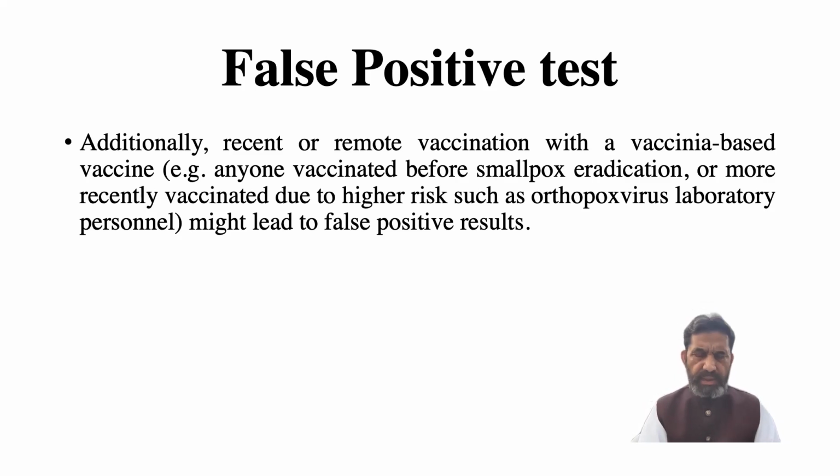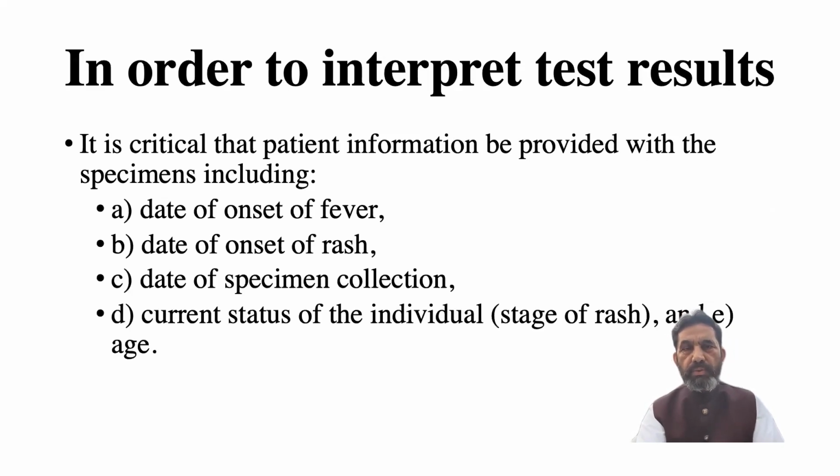There are so many other things. You should take the history of the patient: if the patient has already taken the smallpox vaccine, or has taken VIG immunoglobulin for this orthopoxvirus, laboratory personnel may get negative reports or false positive reports. So you should be aware.